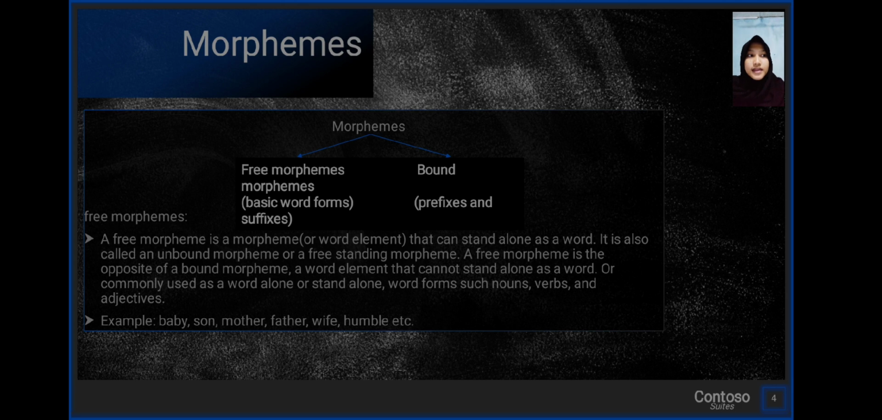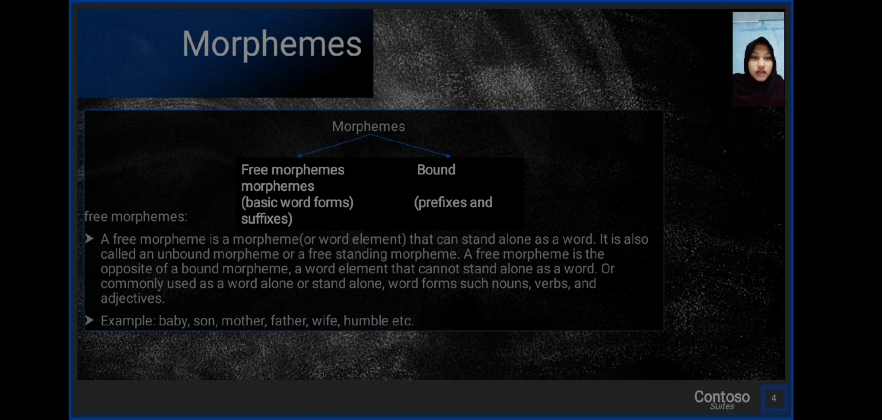A free morpheme is the opposite of a bound morpheme, a word element that can stand alone as a word. It is commonly used as a word alone, in word forms such as nouns, verbs, and adjectives. For example: baby, son, mother, father, wife, humble, and so on.